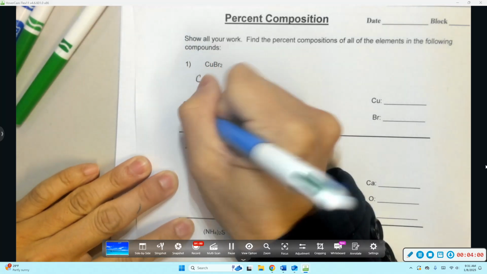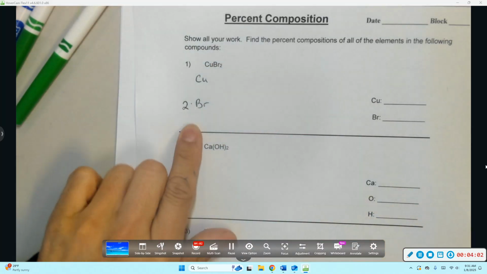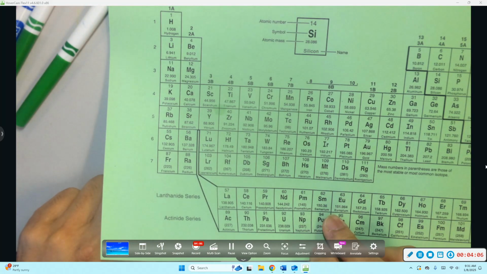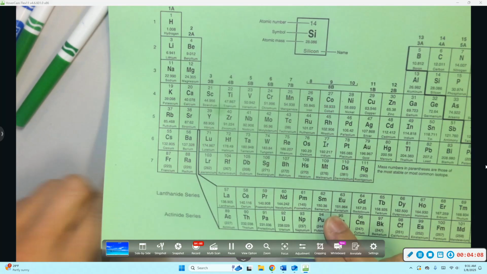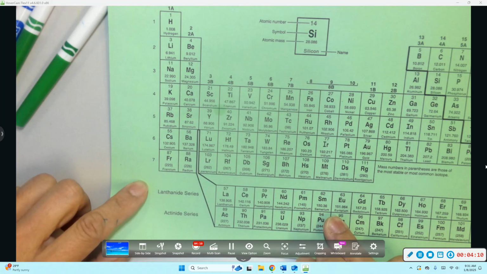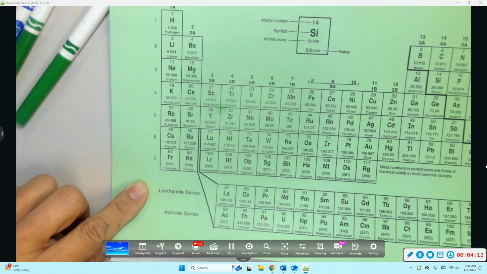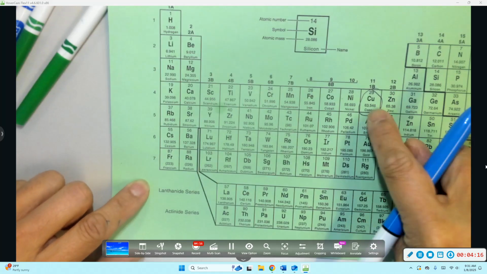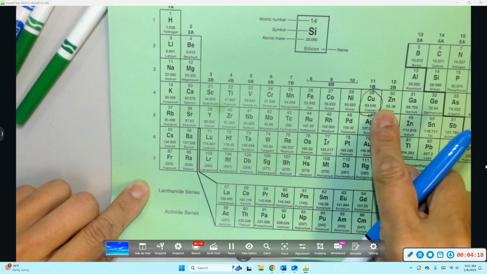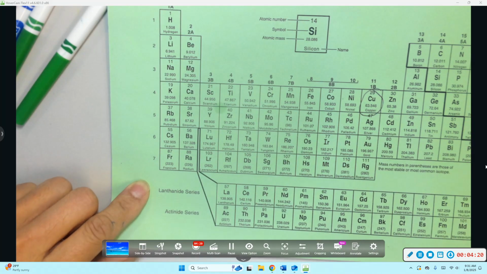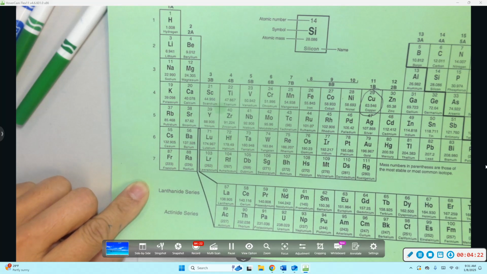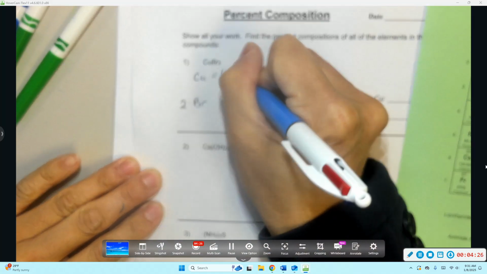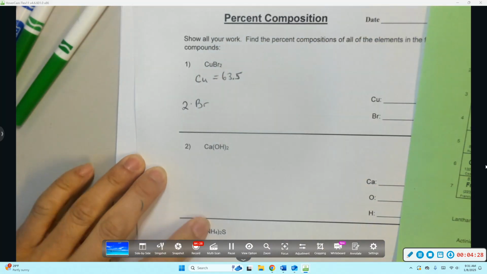We have 2 bromine, right? We have 2 bromine, so make note of that. You will need a handy dandy periodic table and a calculator, because I don't expect you to do this math in your head, and you don't need to do long multiplication on paper. So copper is here, 63.546. So rounding to 1 decimal place is good, 63.5. Okay, so copper is equal to 63.5. We only have 1, so we just keep it at 63.5.